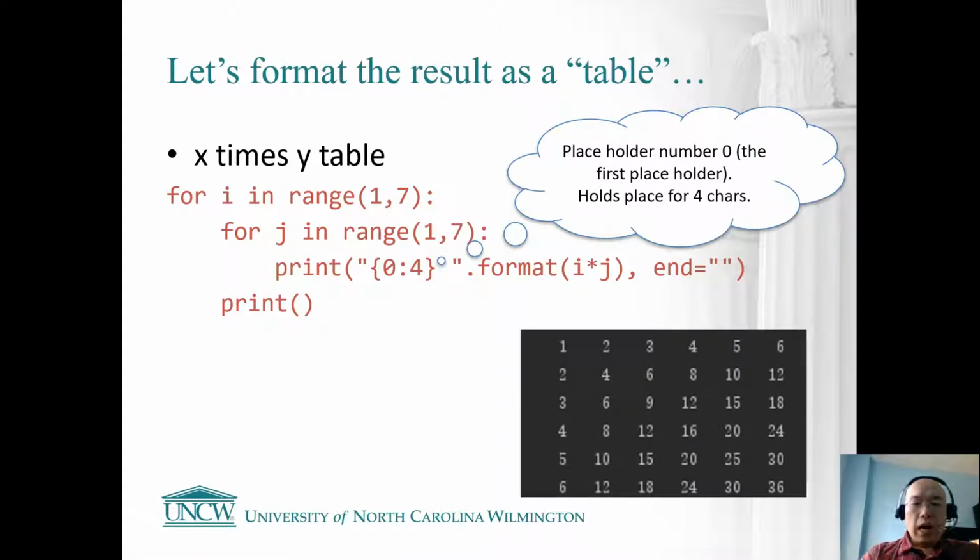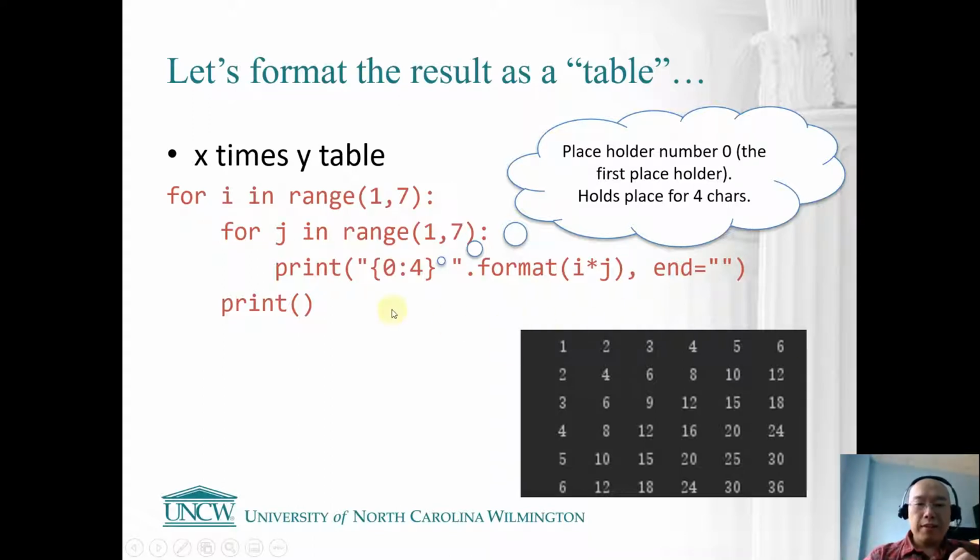For each line, we are going to have a total of 7 values. So for the inner iteration, we don't want to have a line break unless we finish a whole line, right? I'm using the trick we talked about before, that is end equals the empty string. I'm telling Python, don't give me a line break yet.